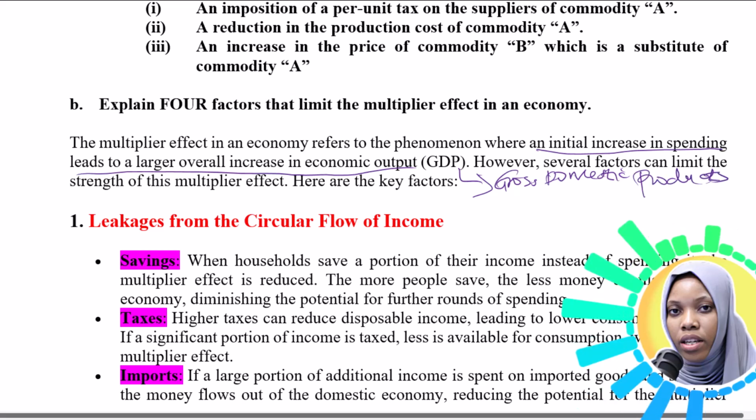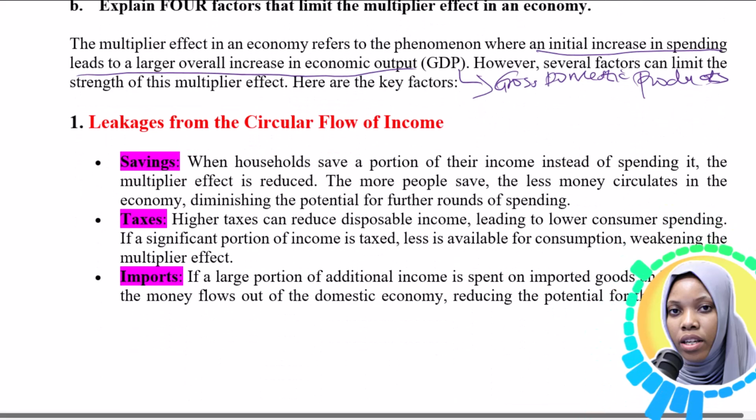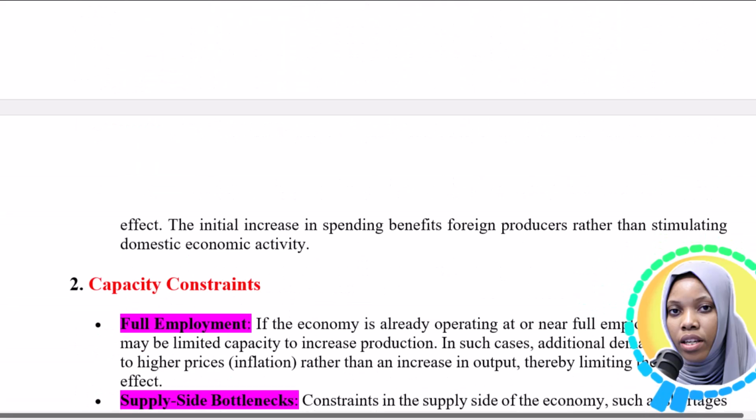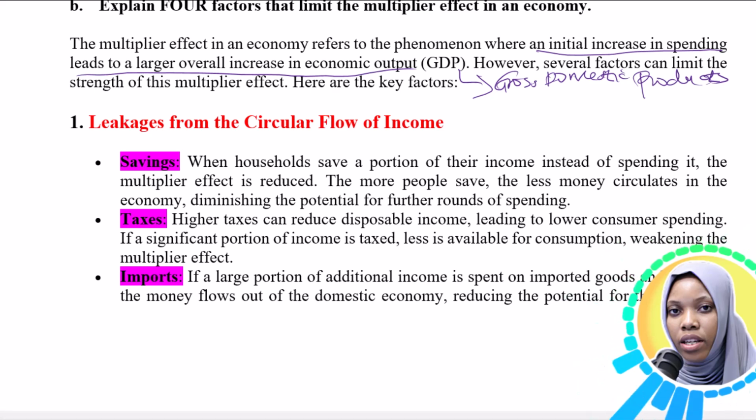And what factors lead to this? Factor number 1 that I got is leakages from the circular flow of income, which is through savings, taxes, and importation. And under savings, it occurs when households save a portion of their income instead of spending it. So when households save more and spend less, they are likely to reduce the multiplier effect.